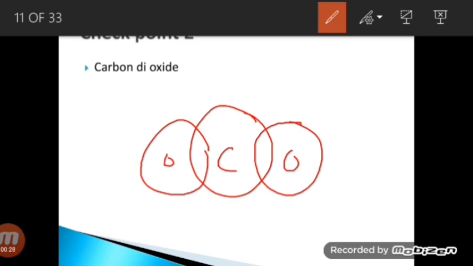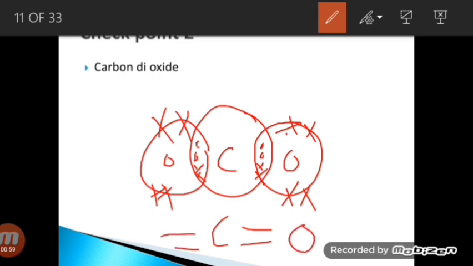Carbon has 4 electrons in the outermost orbit, whereas oxygen has 6 electrons in the outermost orbit. These are the shared pair of electrons, and these are the non-shared pair electrons of oxygen. So this is how the molecule of carbon dioxide will be formed, and carbon will be having a double bond with both of these oxygens, and as a result we will be getting carbon dioxide.